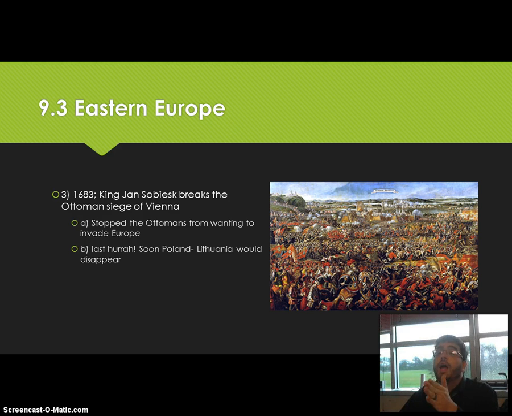So that's why Eastern Europe has such a mixture. Instead of most of it being Muslim, or Jewish, or Christian, because of how he stopped the Ottomans from invading, the Ottomans were like, maybe we shouldn't invade Europe anymore, and they kind of back off for a little bit. So this actually ends up being the last hurrah, and soon Poland and Lithuania would disappear from the map and wouldn't reappear until after World War I, and then be reinvaded and then disappear and then come back. Poor Poland. They kind of had a sad history.